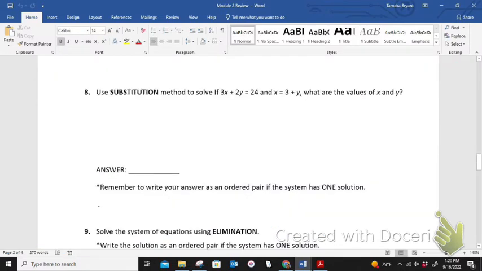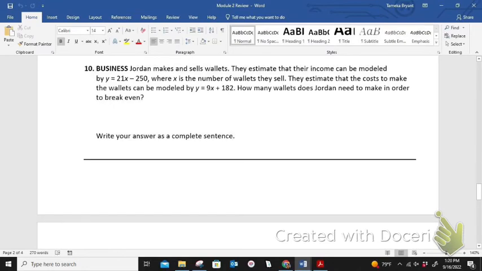The next question I want to go over with you is number 10. So this is our test question. You're setting these equal to each other. That's what I want you to do when you see this. Set both of these equal to each other. The equations will be different, but the process is the same.